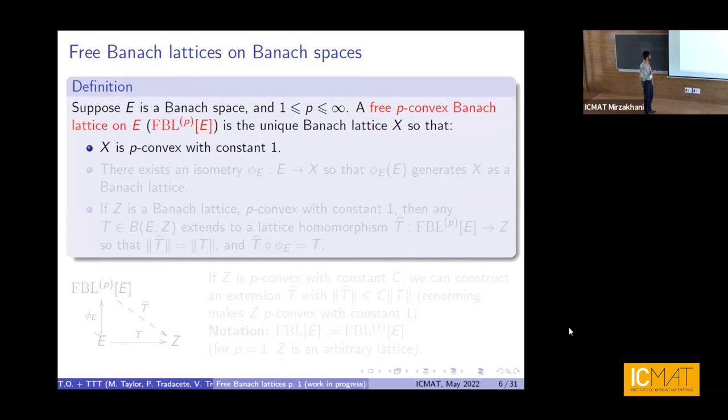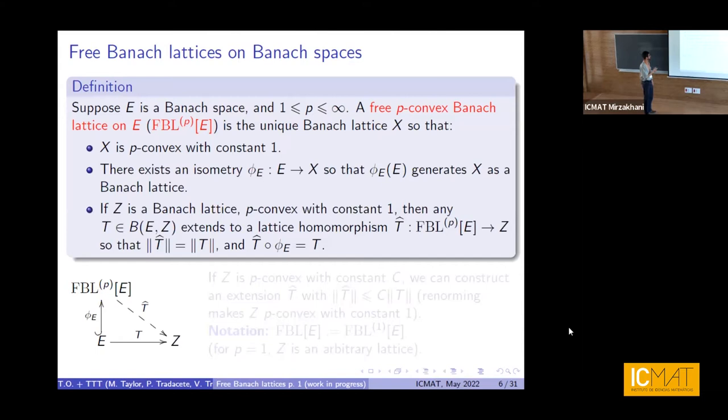So what can we say about this p-convex free Banach lattice? Well, let me just repeat the definition. Suppose E is a Banach space, then a free p-convex Banach lattice on E is the unique Banach lattice X so that, first of all, X is p-convex with constant one. Second, there exists a linear isometry from E to X, so that the image of the space E under this isometry generates X as a Banach lattice. And thirdly, we have an extension like this. If Z is a p-convex Banach lattice with constant one, then for any T from E to Z, there is an extension T hat.